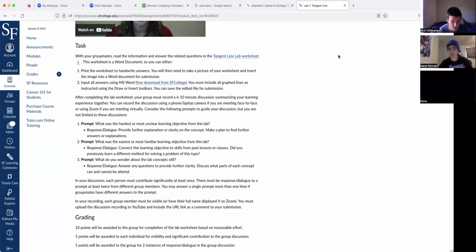What was the hardest or most unclear learning objective from this lab? The hardest was 4A, figuring out how to plug in the numbers, but once you explained it, it was pretty easy. For me, the most difficult was the tangent line. It was what was the y-intercept for 75x, y equals 75x.